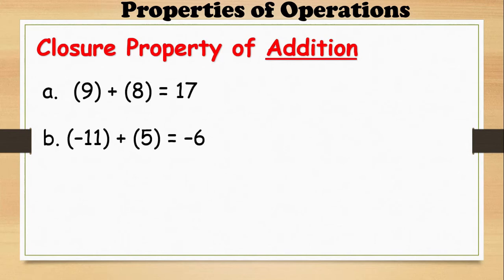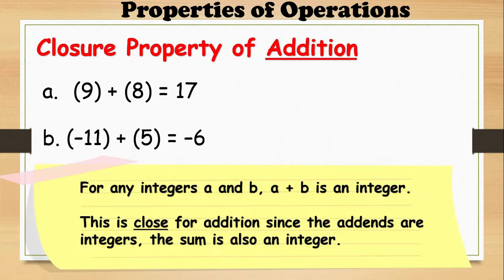So, 9 plus 8 equals 17. Negative 11 plus 5 equals negative 6. So for any integers a and b, a plus b is an integer. So this is closed for addition since the addends are integers. Therefore, the sum is also an integer. So yun yung sinasabi niya. Kung nag-add tayo at parehas naman silang integer, integer din yung magiging sum.